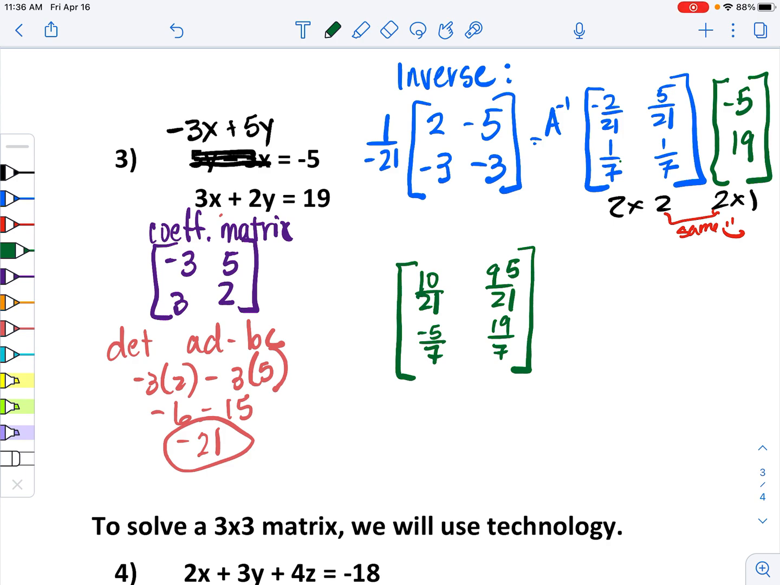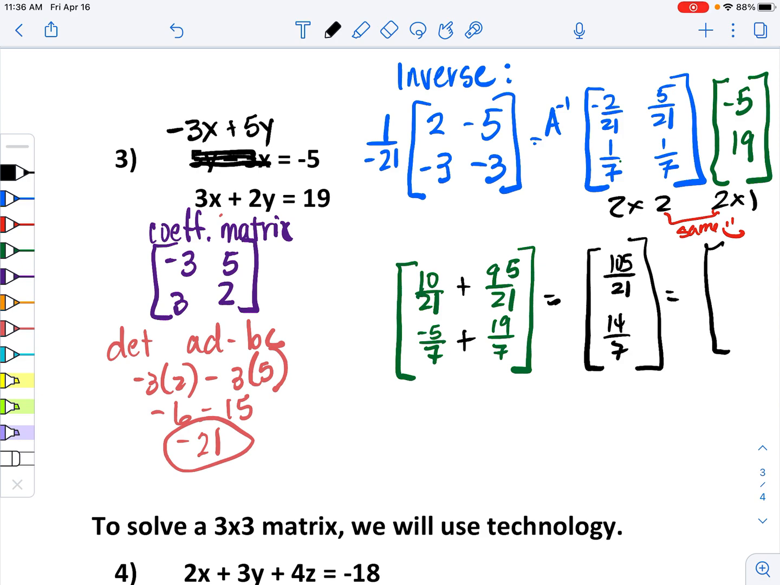I'm going to add those. 10 and 95 is 105 over 21. Negative 5 and 19 is 14 over 7. And those can simplify. 21 goes into 105 5 times. So this is 5. 14 over 7 is 2. So those are your answers.